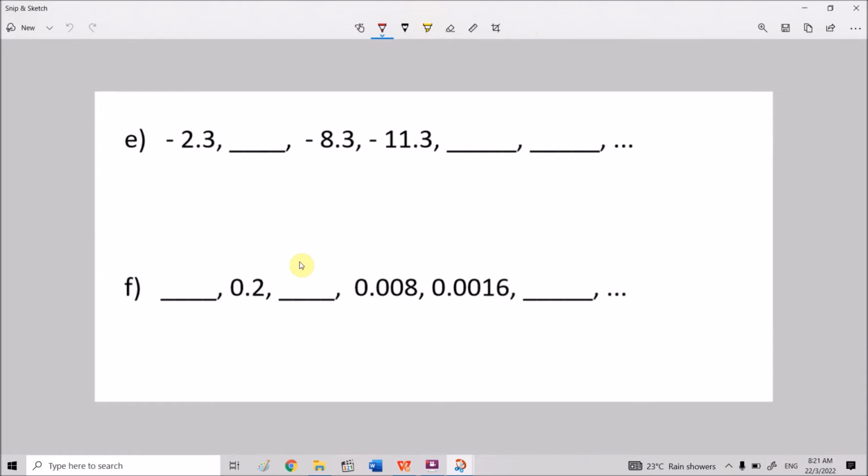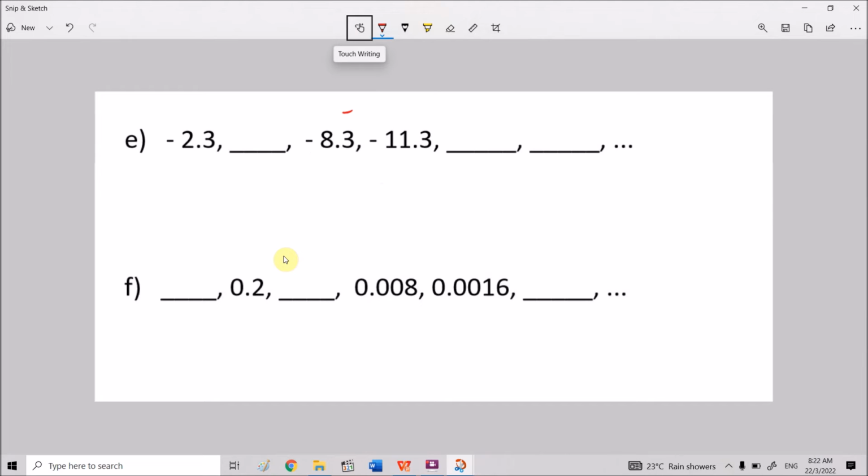Okay, next, now we involve the decimal numbers. So again, we have these two to help us to determine. We cannot use this. Try to take any two consecutive values. So from negative 8.3 to this, it is decreasing, so it must be minus.